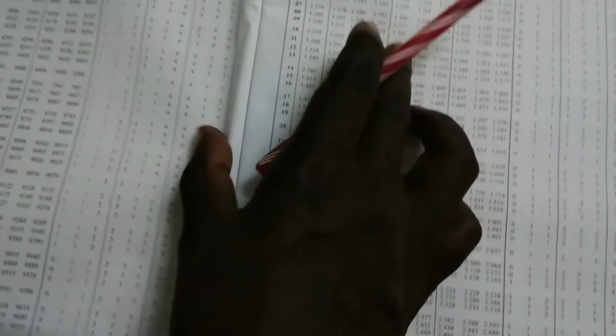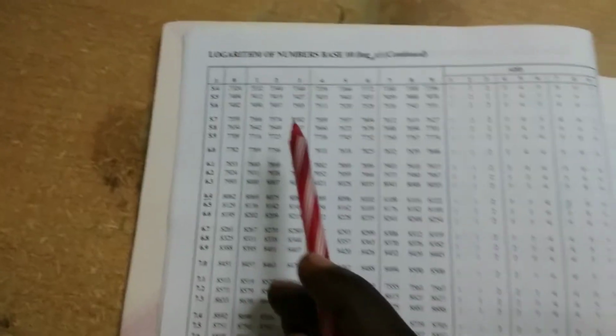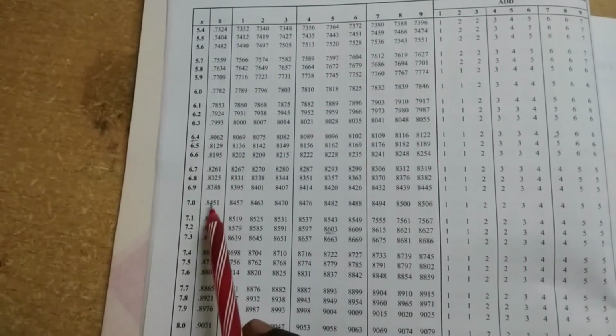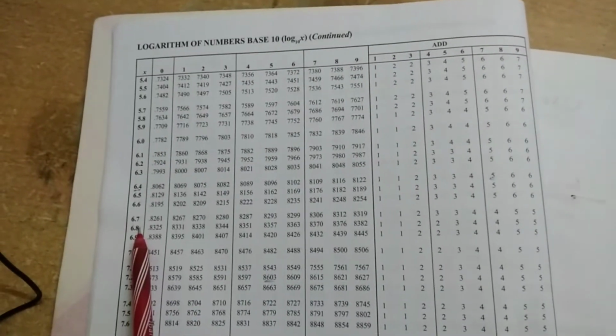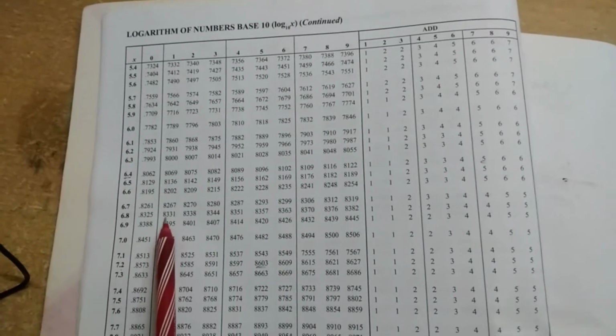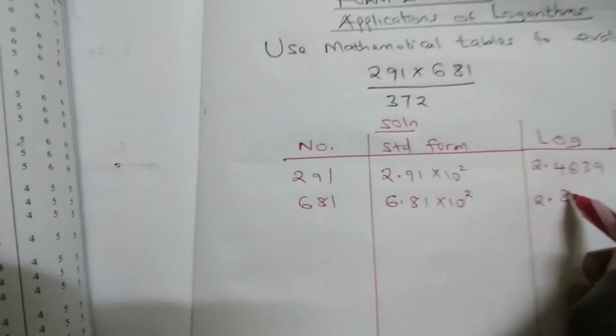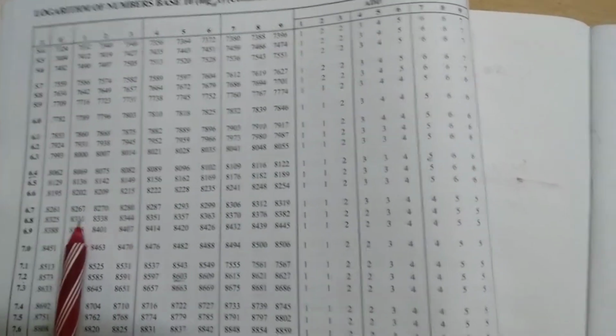6.8 is on the other page, it's not here. So we turn to the next page where we have 6.8. 6.8 is here. Then we go and read the figure there, under 1. 1 is here, so we are going to have 8331. That is what you come and write here. The figure we have here is 8331.